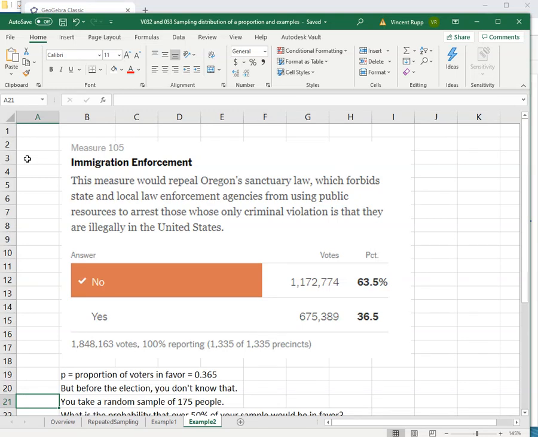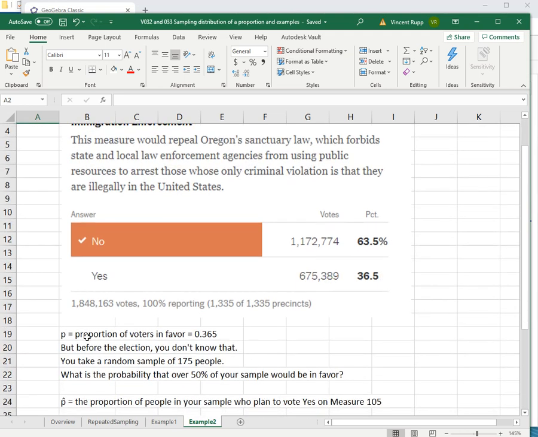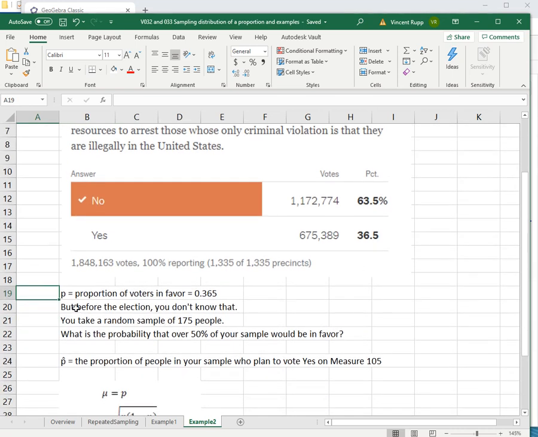Let's look at another example of using the sampling distribution of a proportion. In the 2018 election, voters in Oregon, among other things, voted on Measure 105, which was a measure to repeal Oregon's sanctuary law. You can see from the results here that the measure failed by quite a wide margin. So p, if we define it as the proportion of voters in favor, equals 0.365, which I got from this number. Now, of course, before the election we don't know what that is.